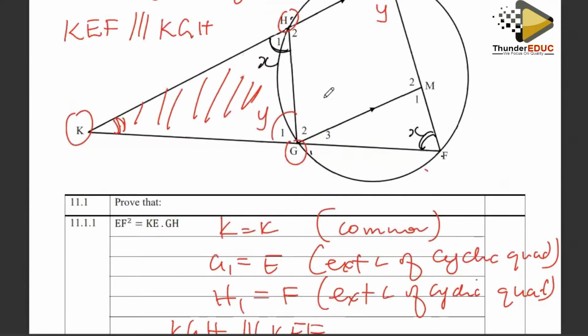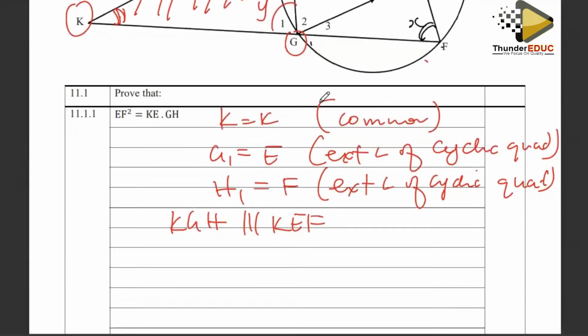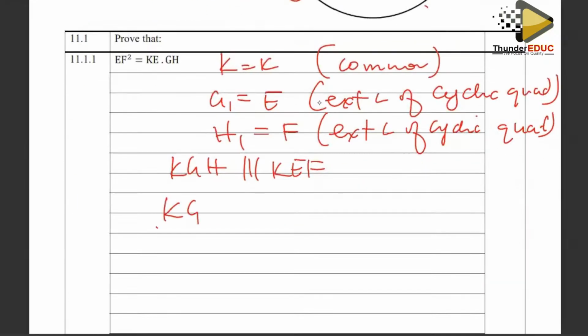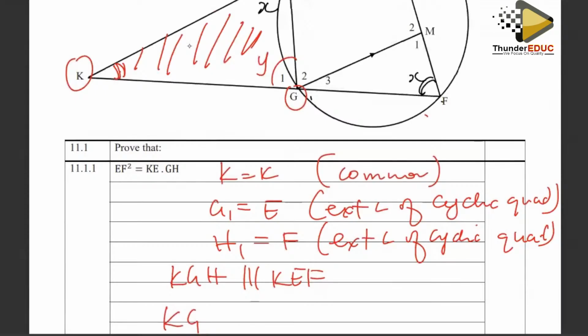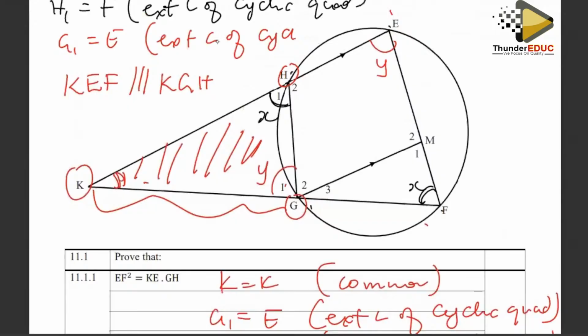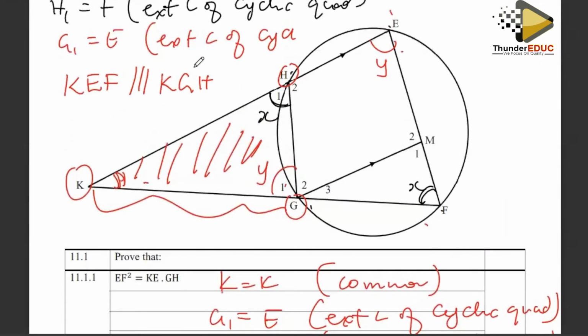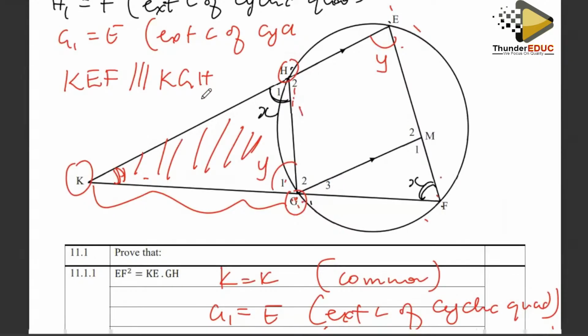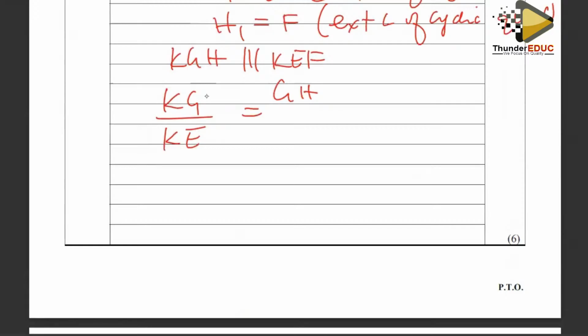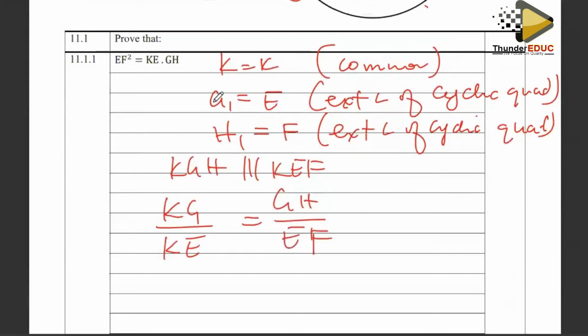And if that is the case, then we can do the comparison of the sides, meaning that our KG, this KG here, the common angle and the Y, over KE, is equivalent to GH. So I'm going to look at GH, the Y and the X, over the Y and the X, EF. So GH over EF.